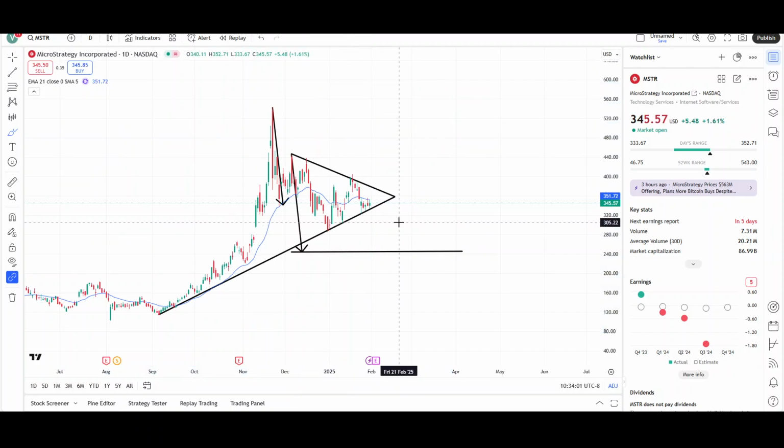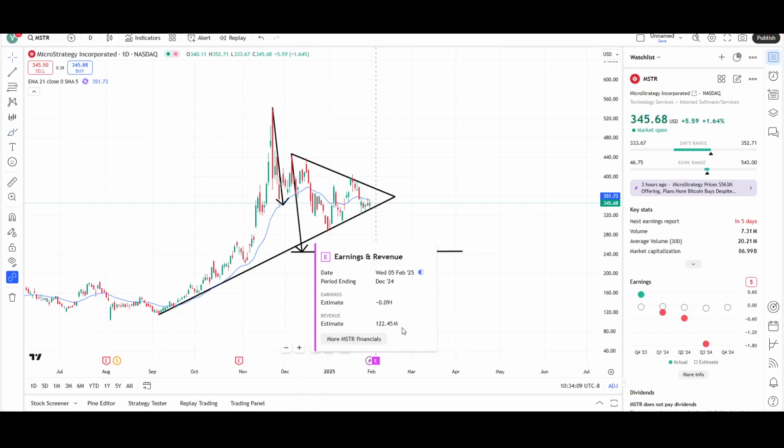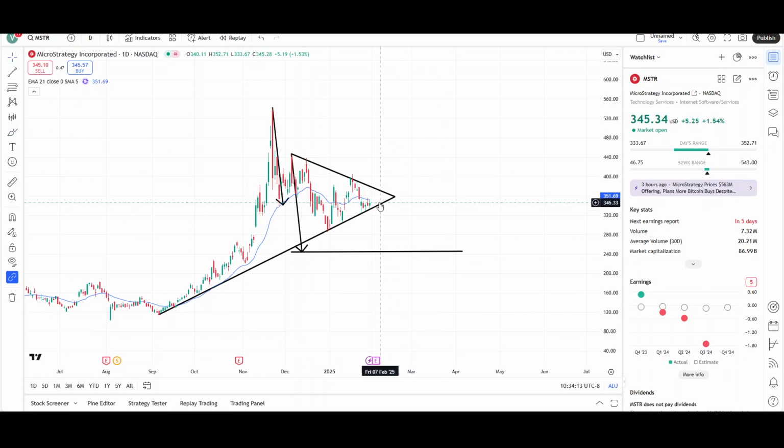Bitcoin struggling to break out, but again, how long is that going to hold? Most likely it will break out. And same thing for MicroStrategy. The earnings report is coming out very shortly as well, so that also adds some indecision in the market. So we might just see continued sideways trading, probably till that earnings report.